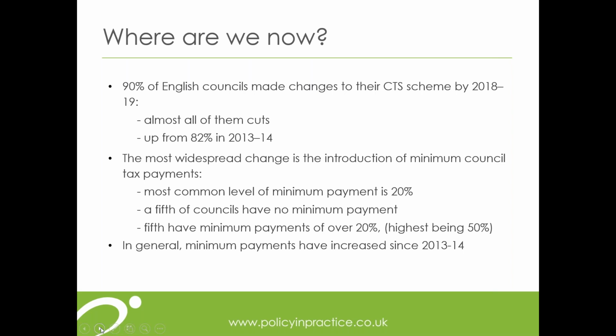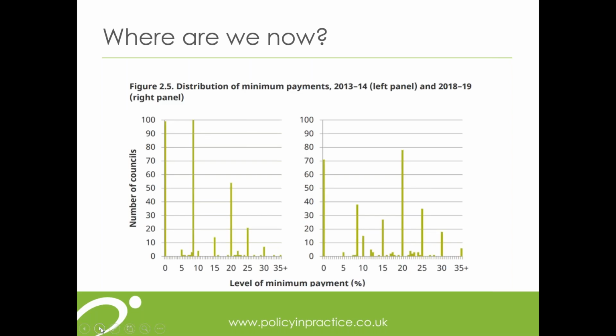I'll just illustrate this with the graph on the next slide. You can see a movement across to the right of the minimum payment. So when council tax support was first introduced, we were looking at between 5 and 10% as your modal area where most of the schemes fell. And now we're looking at 20%. So the whole graph has shifted to the right. Thanks, Janet.